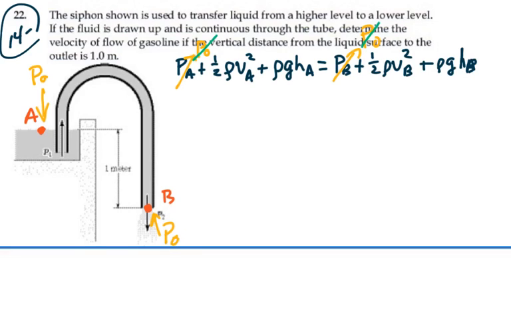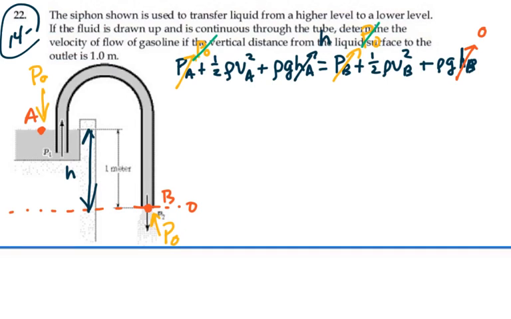We also can define our level at point B as being our zero height. That would make our height at point B 0, and that would make our height at point A simply equal to h, where h is this distance between point A and point B, which is defined to be 1 meter. So even though the siphon goes higher, we are only considering these 2 points A and B within the continuous fluid, and that's all we need to know.